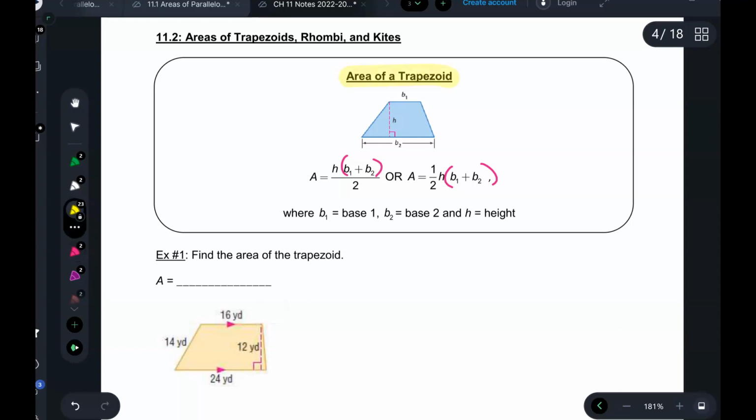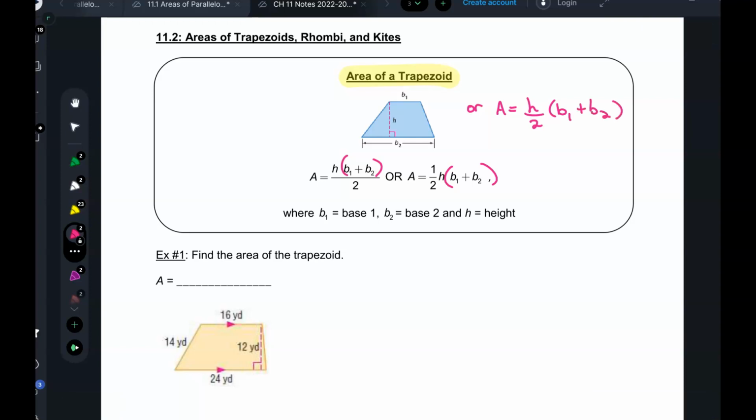Have we seen area of a trapezoid before? Yes. There's also, you could do any combination here. It doesn't matter. I like the first one.